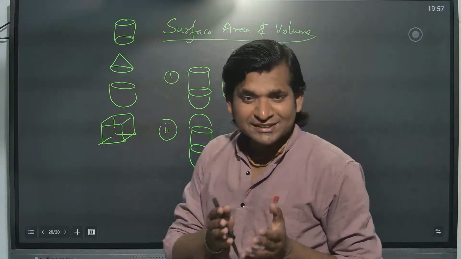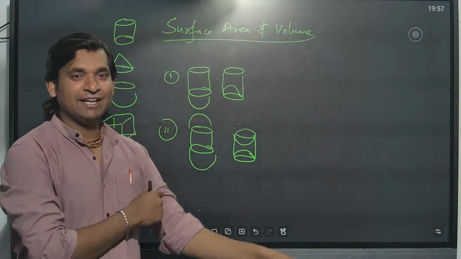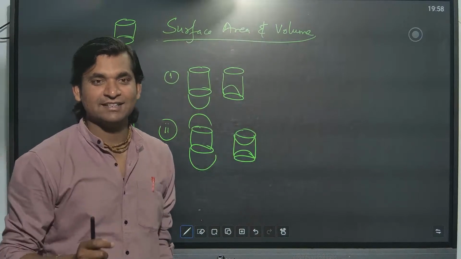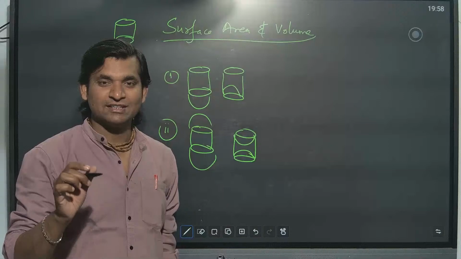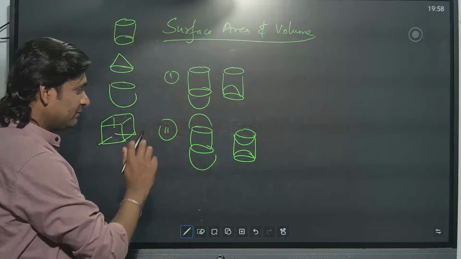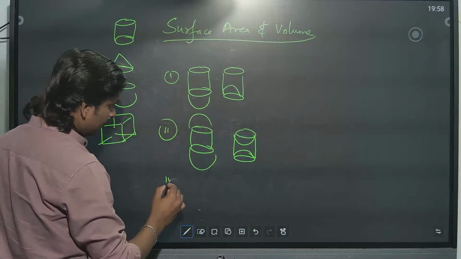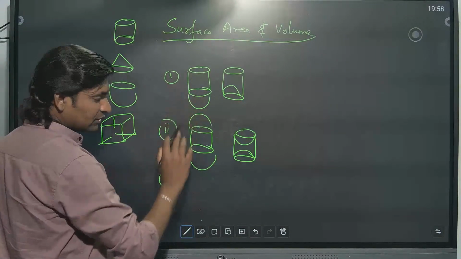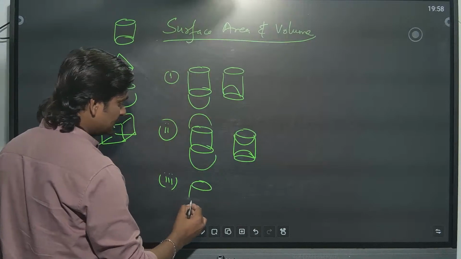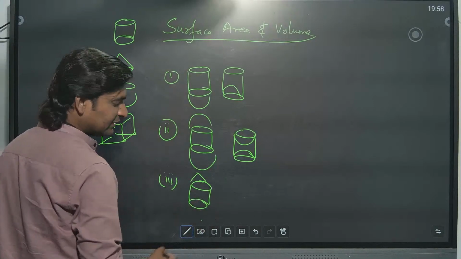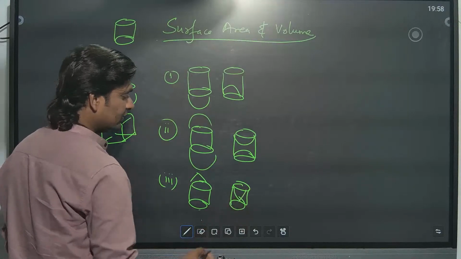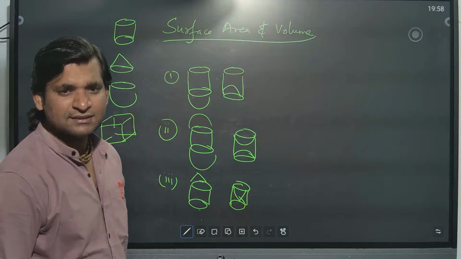My dear students, the diagram should be correct because in both the formula is the same. But if you make a mistake in the diagram, then you are gone. The examiner will see your diagram first, so the diagram is very important. Then third, cylinder and hemisphere done. Now what can be possible? Cylinder with cone, either on top or inward. In both cases, same formula.